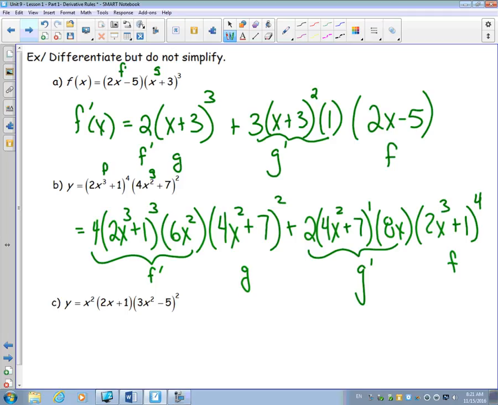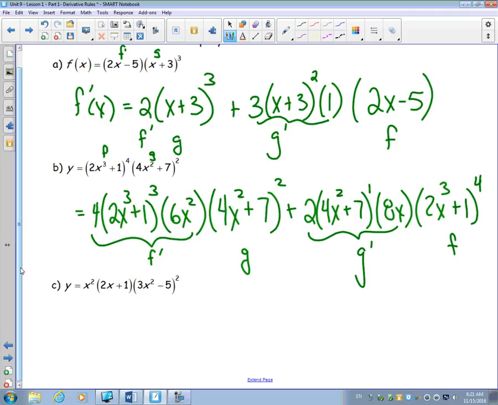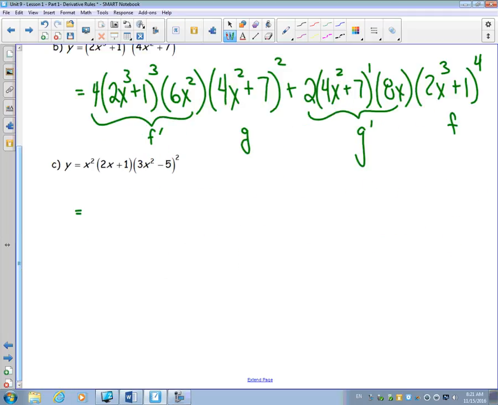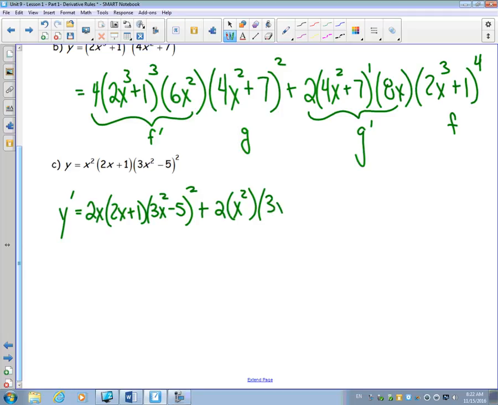Okay, and the last one, we've got 3 parts and pieces again. We've done one of these before. Let's give it a try here. So y prime, derivative of the first piece times everything else. Right, plus derivative of the second piece, which is just 2, times everything else. Plus derivative of the third piece, which is 2, times 3x squared minus 5 to the 1, times 6x, that's the derivative of just that part, times everything else.